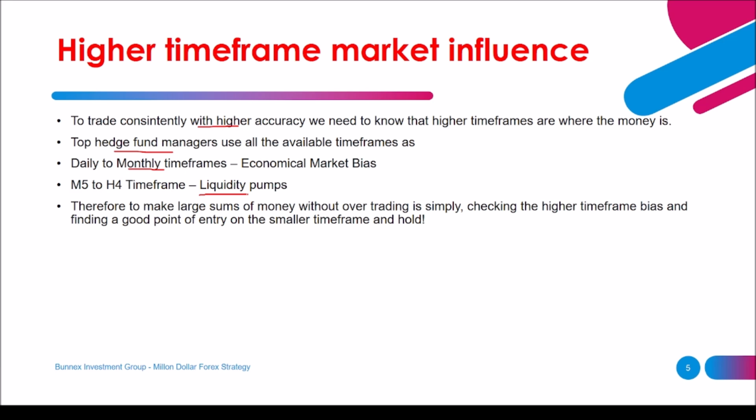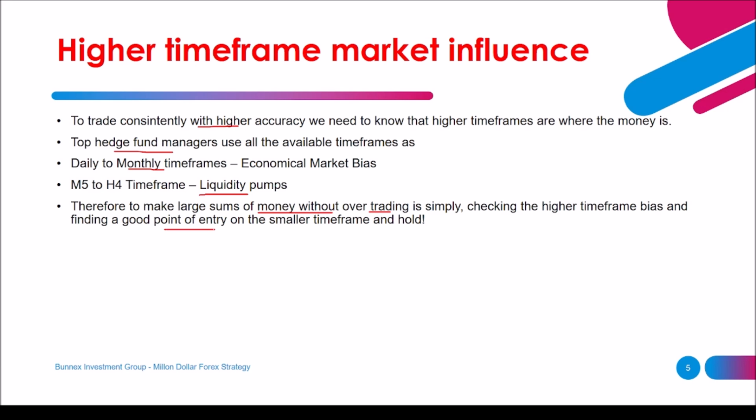So as I have said, top hedge fund managers use the higher time frames for market bias. This results after the smaller time frames hit stops and so forth, so that we fund the market and attain liquidity. Therefore, to make large sums of money without over trading, which is one of the diseases responsible for your losses, you simply check the higher time frame bias and then find a good entry point on the smaller time frame and hold.